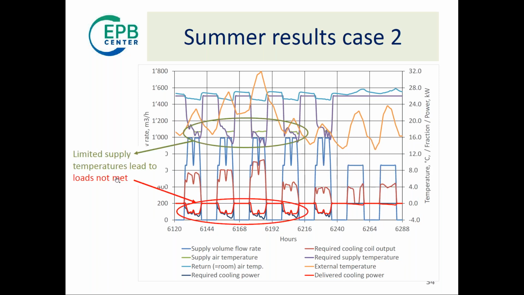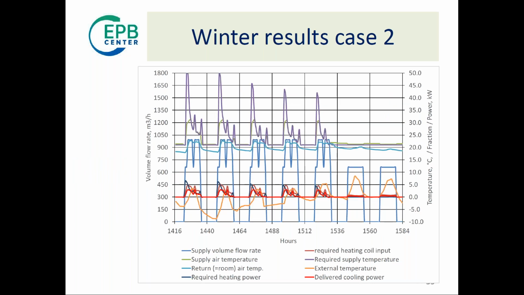But we do not follow those required supply temperatures. They are limited here to some 17 something degrees, and again that leads to the fact that the loads are not met. It's a different setting. It's just vice versa. The volume flow rates are preset and the supply temperature is controlled.